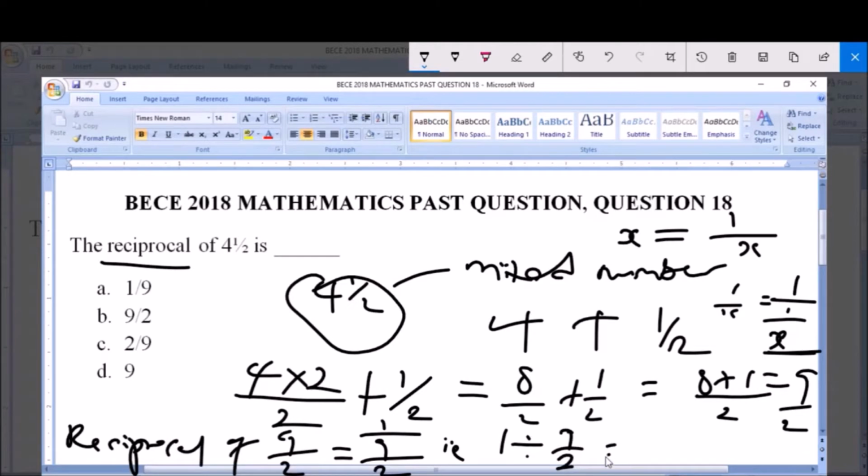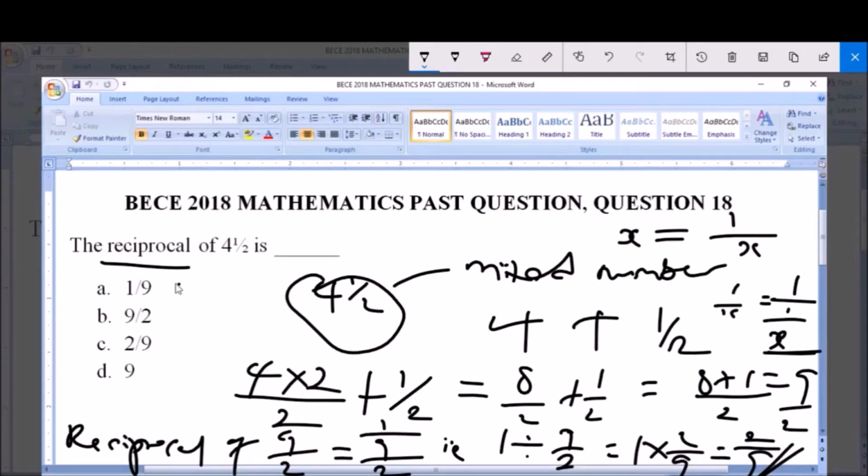So here now we have what? 1 times 2 all over 9, and 1 times 2 all over 9 is the same thing as saying what? 2 all over 9, which is our final answer. So therefore the reciprocal of 4.5, which is equivalent to 9 over 2, is 2 over 9 after dividing 1 by 9 over 2. Now let's go to our options and check which of these options corresponds to our answer.